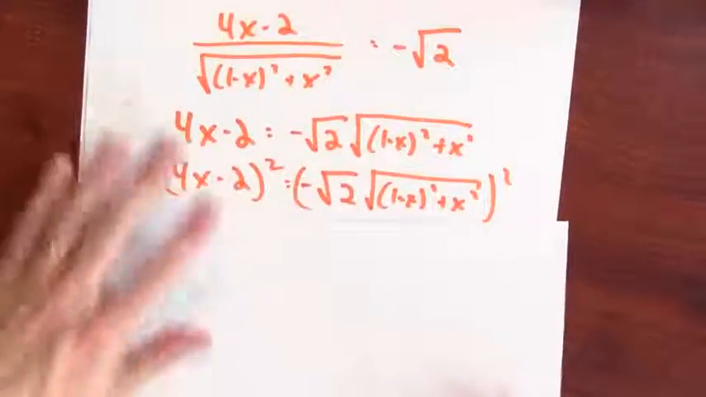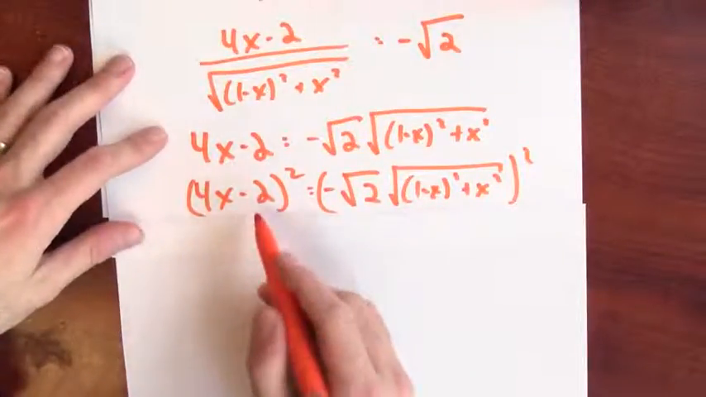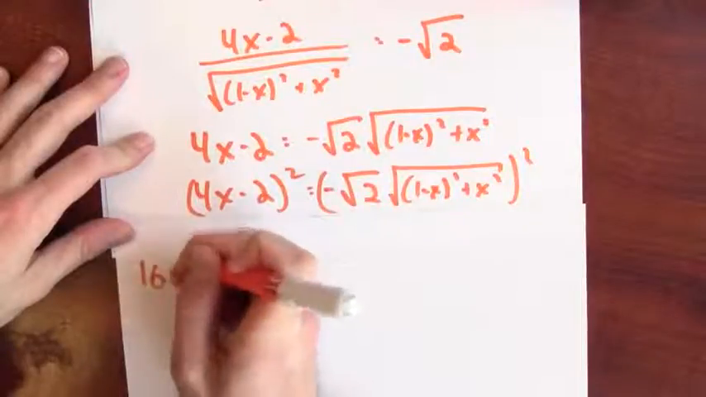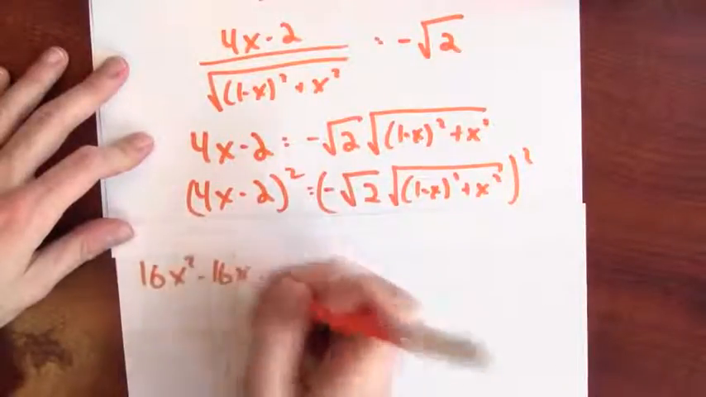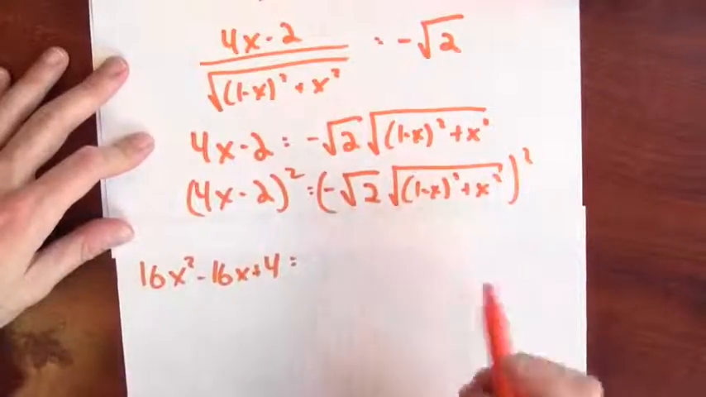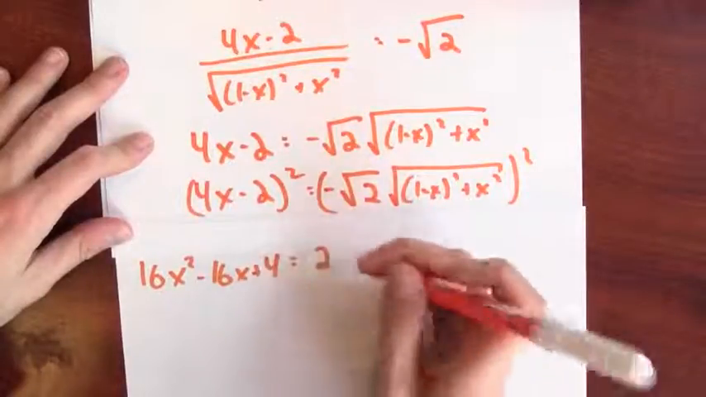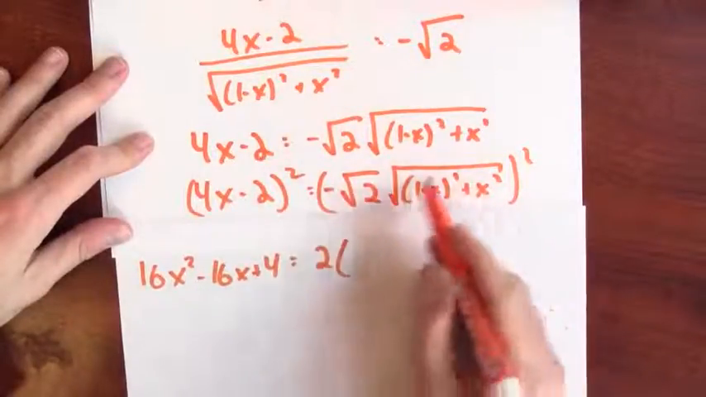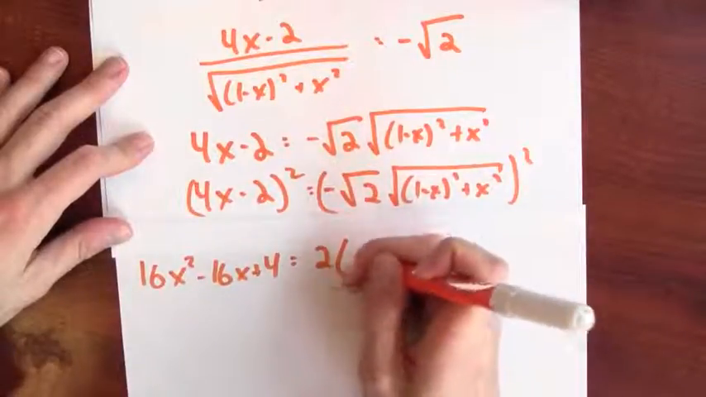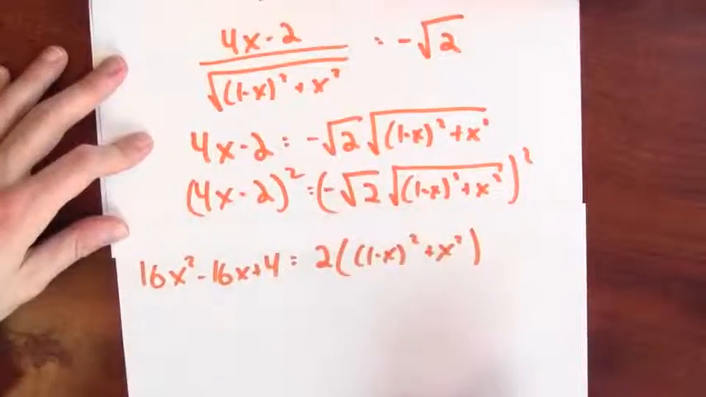And now I can expand that out a bit, right? What's 4x minus 2 squared? Well, that's 16x squared minus 16x plus 4. And what's this side? Well, squaring the negative gets rid of it. Squaring the square root of 2 is 2. And then the square of this thing, well, this is positive, so it's just whatever's inside the radical, which is 1 minus x squared plus x squared.